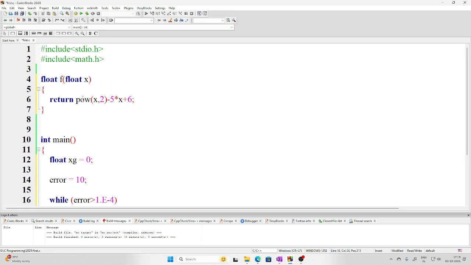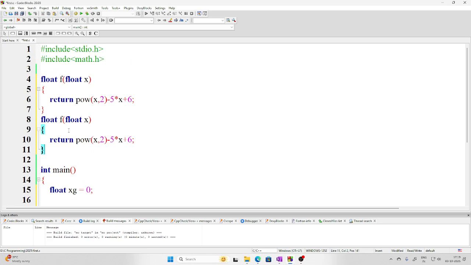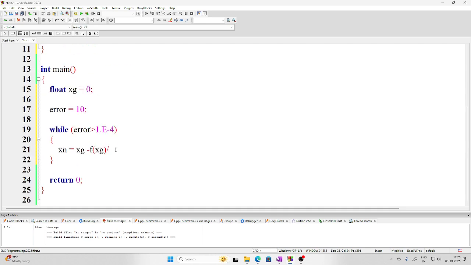So here, what is the prime? Let us copy this function and make it, let's say, f underscore p, which means prime. If I differentiate it, this is x square, so it will become 2x. So it is 2 times x, and this is minus 5x, so it will become minus 5, and this is 6, so it will become 0. Once you differentiate this, you will be getting this. Now you call f prime, f underscore p, and then you pass this.